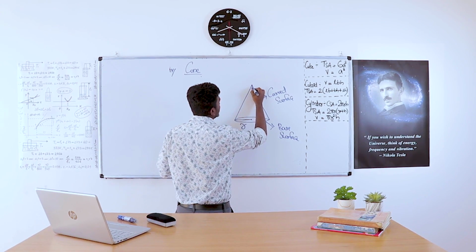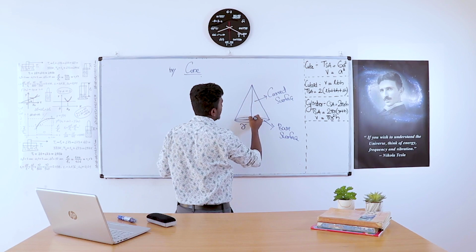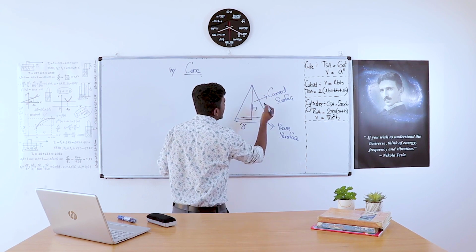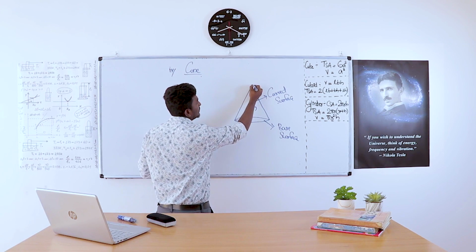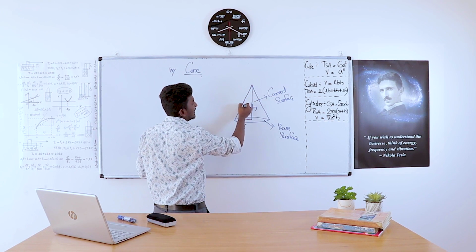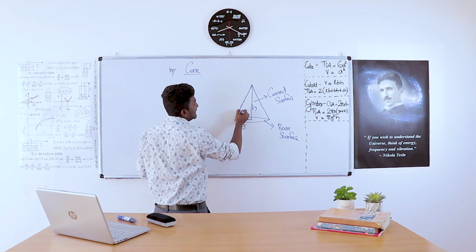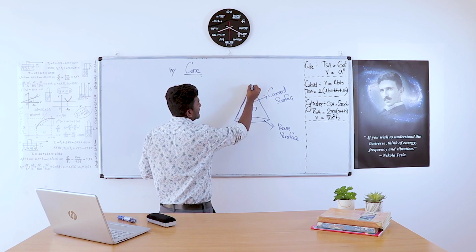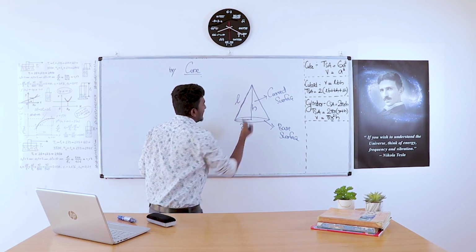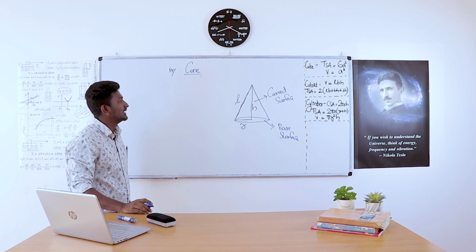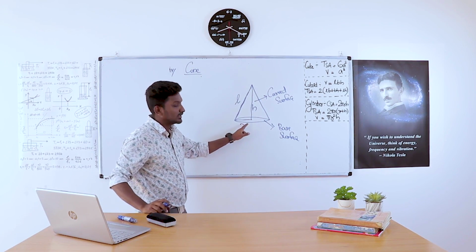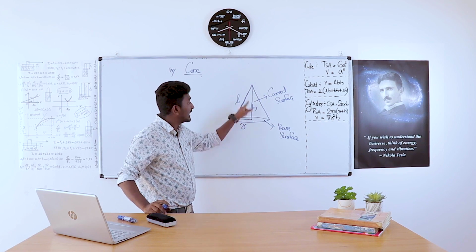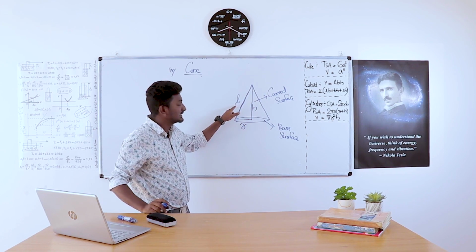And from the top apex to the center of the circle, this is the height of the cone. Now look at this. Here we are having a slanted edge, and this is the slant height represented by L. So the radius of the base is R, height of the cone is H, and this is the slant height L.